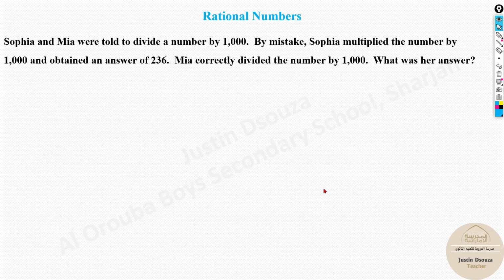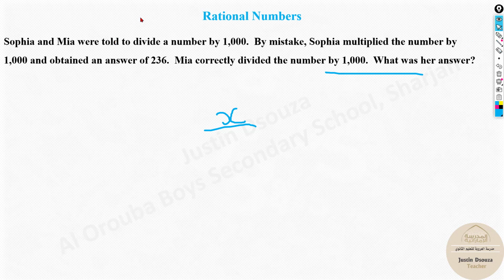Let's look into a few other problems. Sophia and Mia were told to divide a number by 1,000. By mistake, Sophia multiplied the number by 1,000 and obtained an answer of 236. Mia correctly divided the number by 1,000. What was her answer? So we need to find the correct answer. If you divide a number by 1,000, let me take the unknown number x. So, told to divide a number by 1,000.